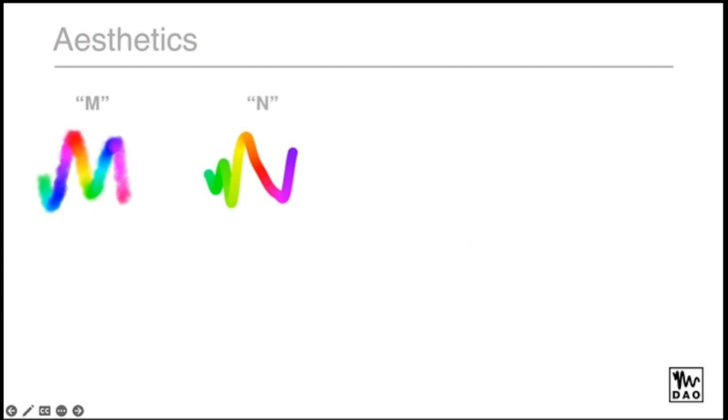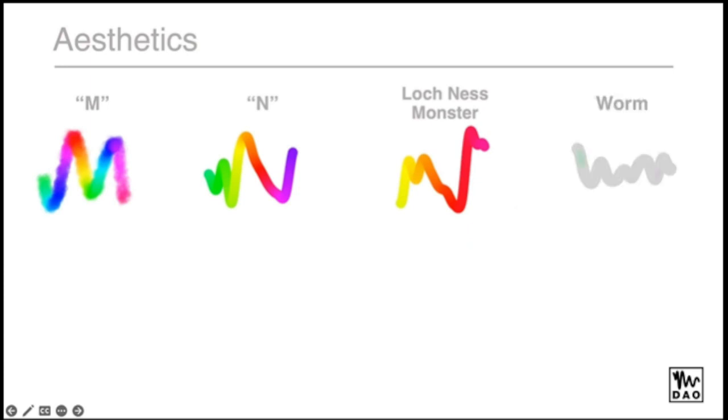And we would like to end highlighting some cool aesthetics. Again, some of these were championed by the community, so we are just sharing them because we love them. So Squiggles can be letters, they can be M's or N's. They can also have animal shapes, like the Loch Ness monsters or worms.